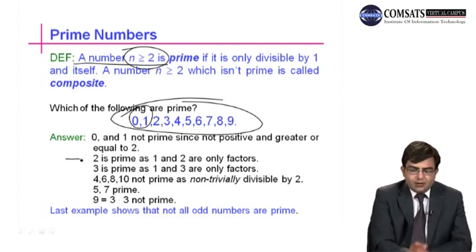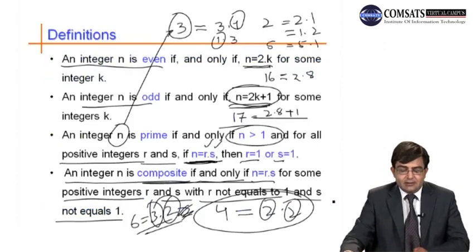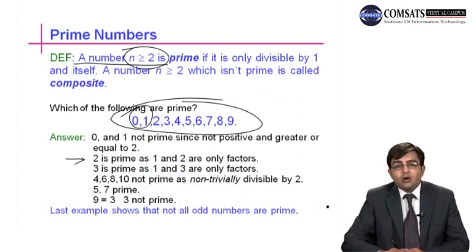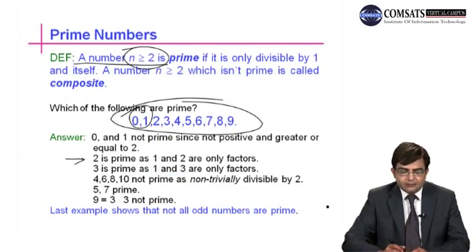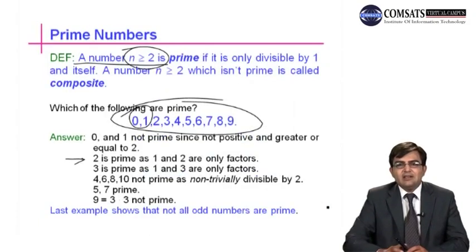So 2 is a prime number because 2 can be written as a product of 2 into 1 or 1 into 2, as we have seen in the previous slide. The only numbers which divide 2, or which are factors of 2, are 1 and 2 itself. So such types of numbers are basically prime numbers. The previous definition and this definition are equivalent, but we are saying them differently.